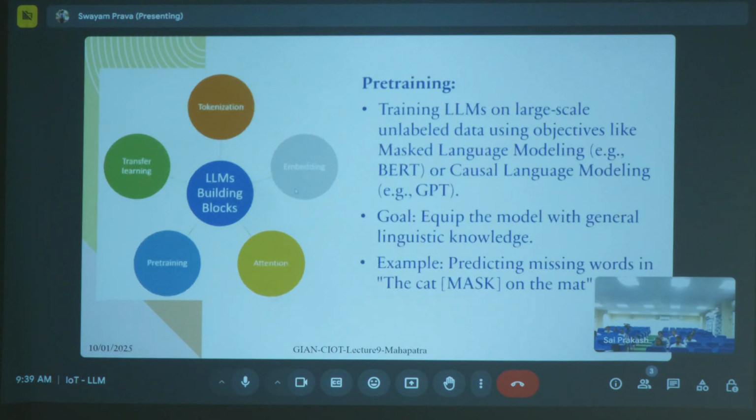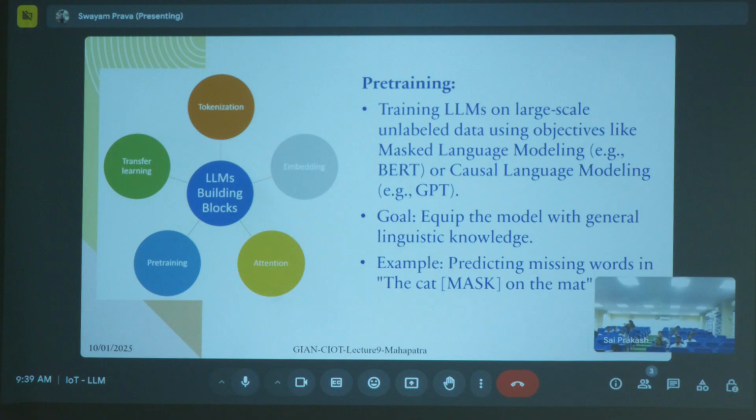Then we have the pre-training. So this is how LLMs learn general linguistic patterns. They are exposed to massive data sets, often billions of sentences, to understand grammar, syntax, and semantics. The goal is to equip the model with general linguistic knowledge.